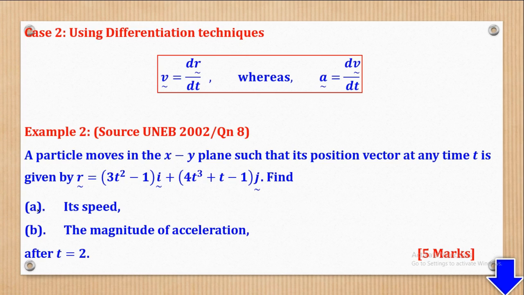Part A says find its speed, and part B find the magnitude of acceleration after t equal to 2. These come after the condition, meaning they want the speed after 2 seconds and also the magnitude of acceleration after 2 seconds.